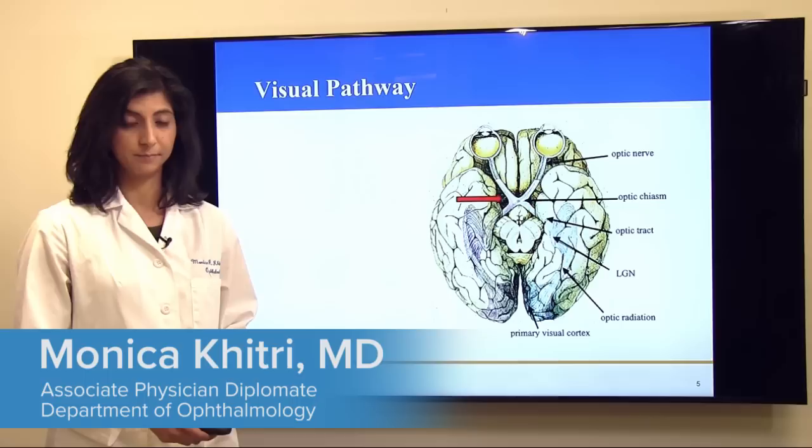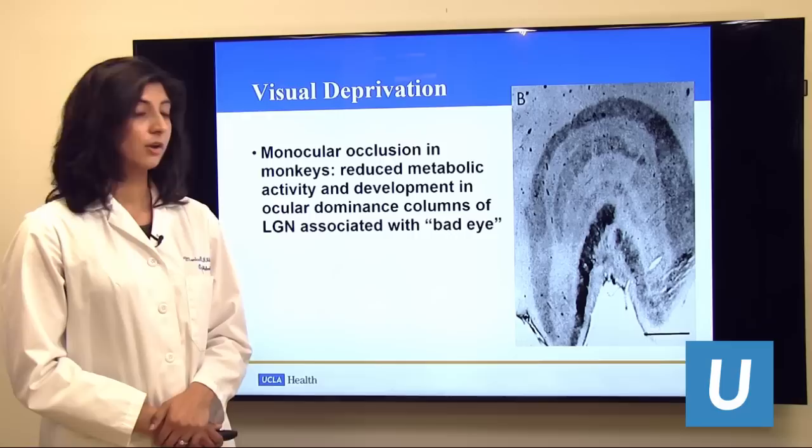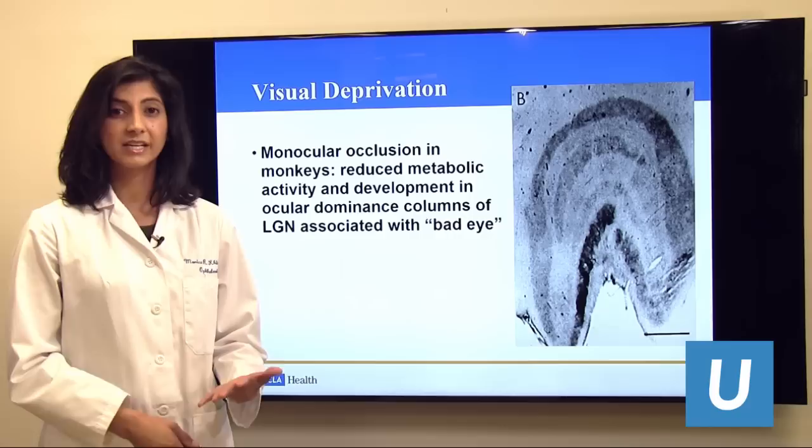So in order for us to be able to see well, we need to have not only functioning and healthy eyes, but also functioning and healthy brains and the connections in between. Now, as I had mentioned, there is this critical period of visual development where if the eye does not provide sufficient visual stimulation, the brain doesn't have a chance to mature in a normal fashion. And this can actually show up in physical changes that we can see in the brain.